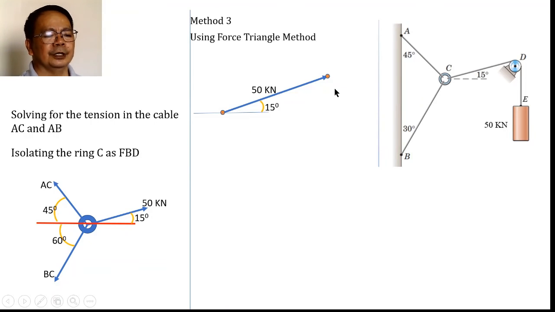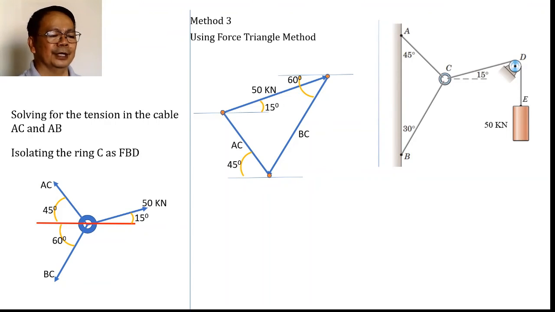Then at the tip of 50, we try to draw the second force. Suppose we choose BC. BC makes an angle of 60 degrees with respect to the horizontal. Therefore, from the horizontal, at a 60 degree angle, we draw our BC. Then at the tip of that BC, we draw the third force, our AC. AC is making 45 degrees from the horizontal, so at an angle of 45 degrees, we draw our AC.